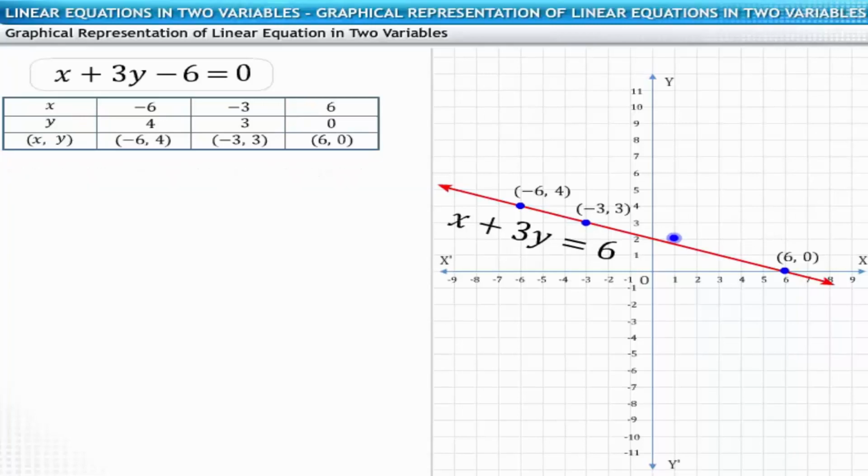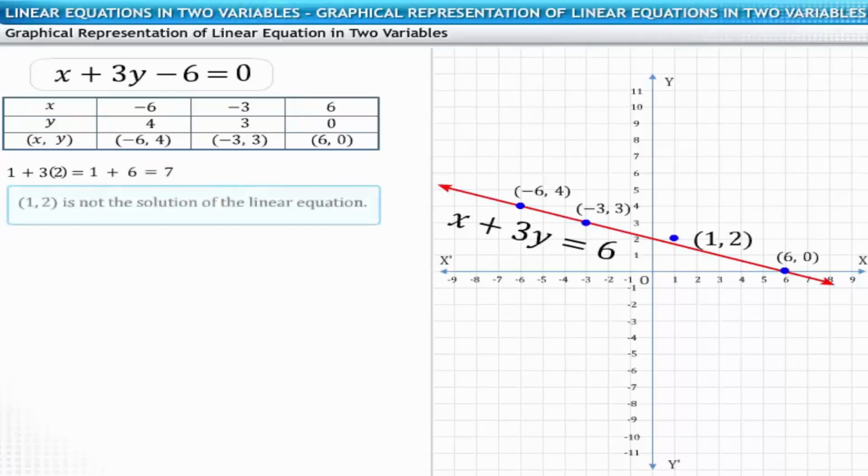Now, let's take another point that does not lie on the line. For example, the point 1, 2. Let's substitute x as 1 and y as 2 in the left-hand side of the equation. Here, the left-hand side is not equal to the right-hand side of the equation. Since these values do not satisfy the linear equation, 1, 2 is not the solution of this linear equation.